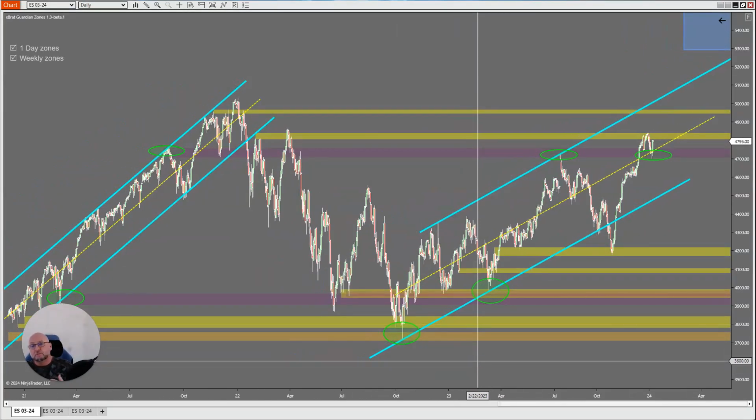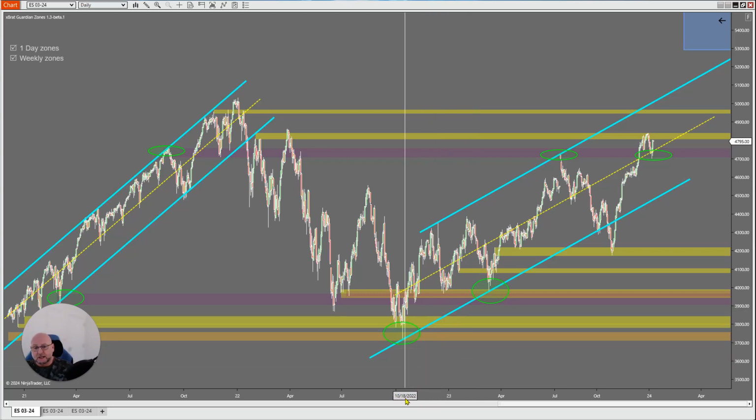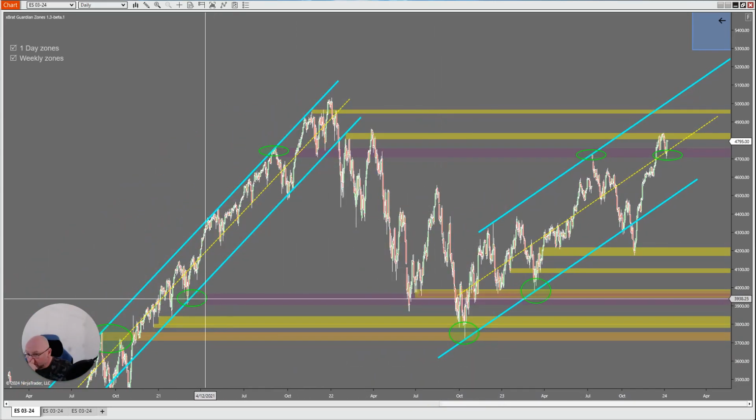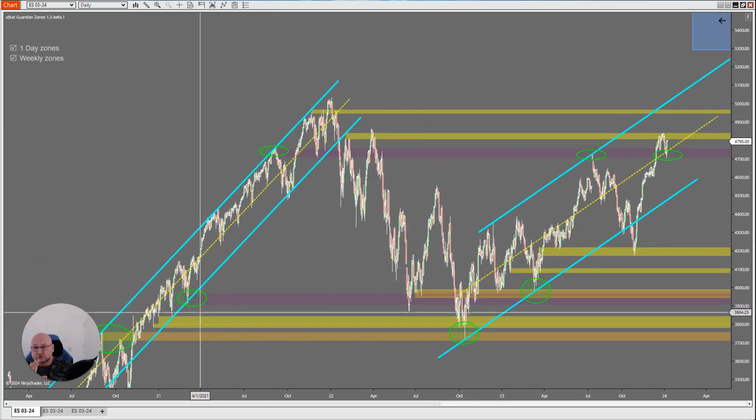Remember, the weekly and these daily zones are automatically put on by the Guardian zones on NinjaTrader. But we need to understand where also those previous channels converge, and we get those confluences of both linear and non-linear support and resistance.